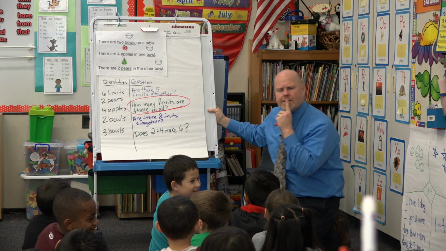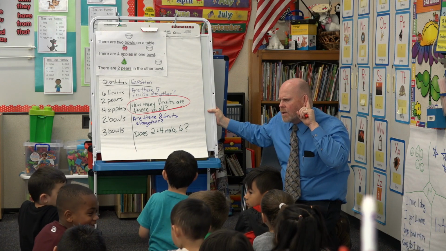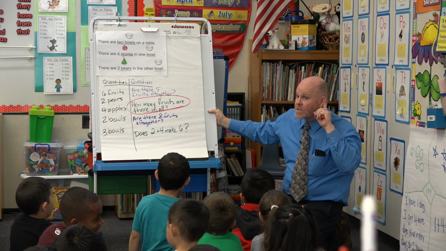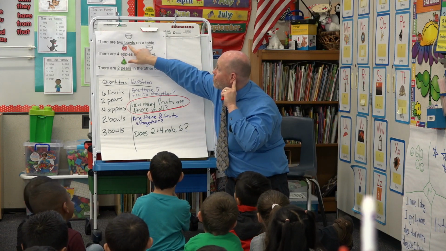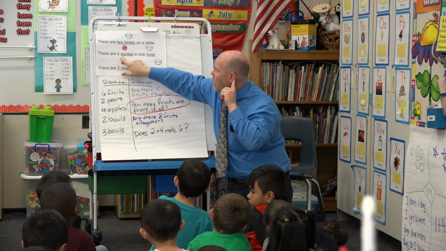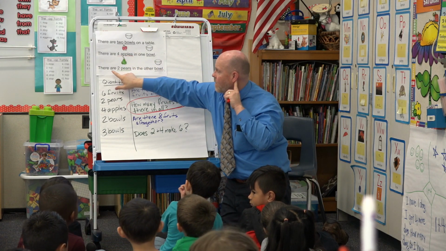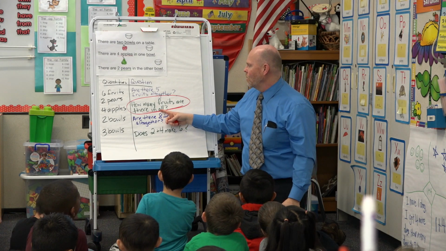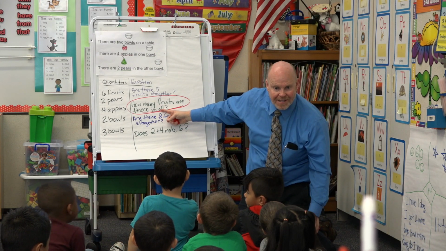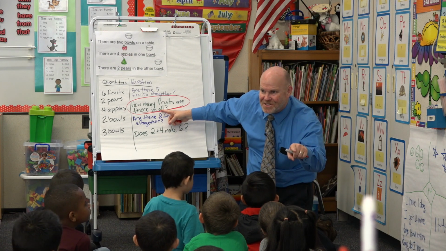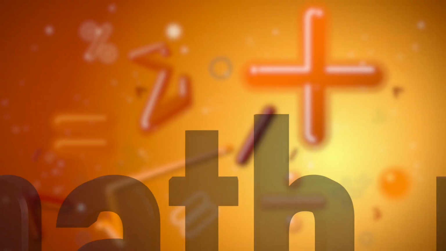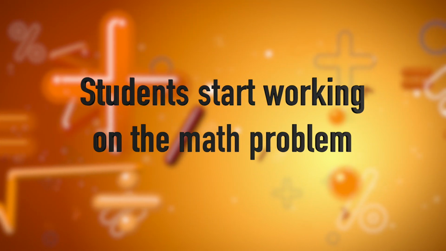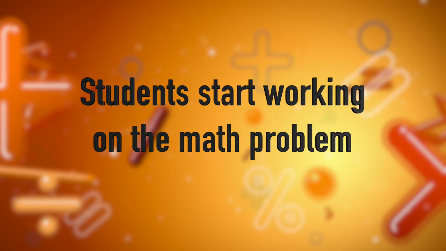So I'm going to read it one last time and listen. Listen with Alessandra's question. It says, there are 2 bowls on a table. There are 4 apples in one bowl. There are 2 pears in the other bowl. How many fruits are there in all? Alessandra's question. It's a great question. When you get to your tables, I want you to work for 1 minute of pure silence.